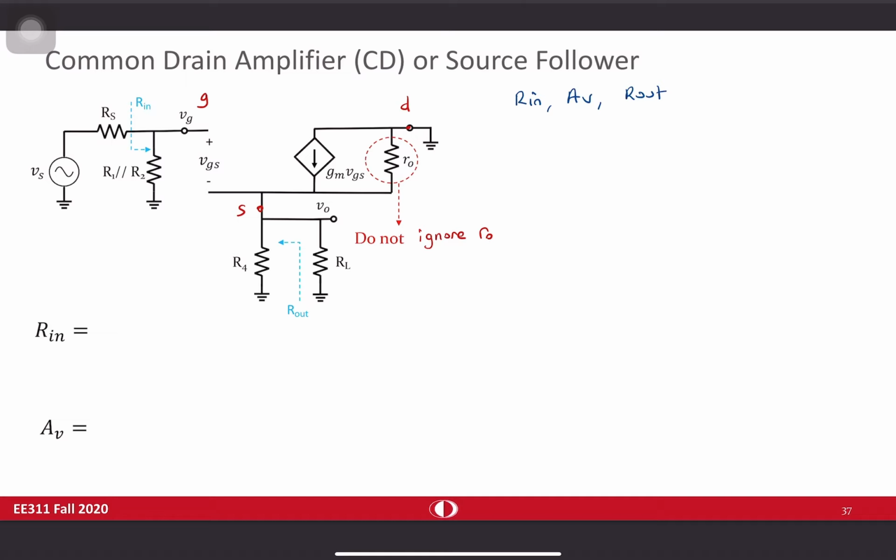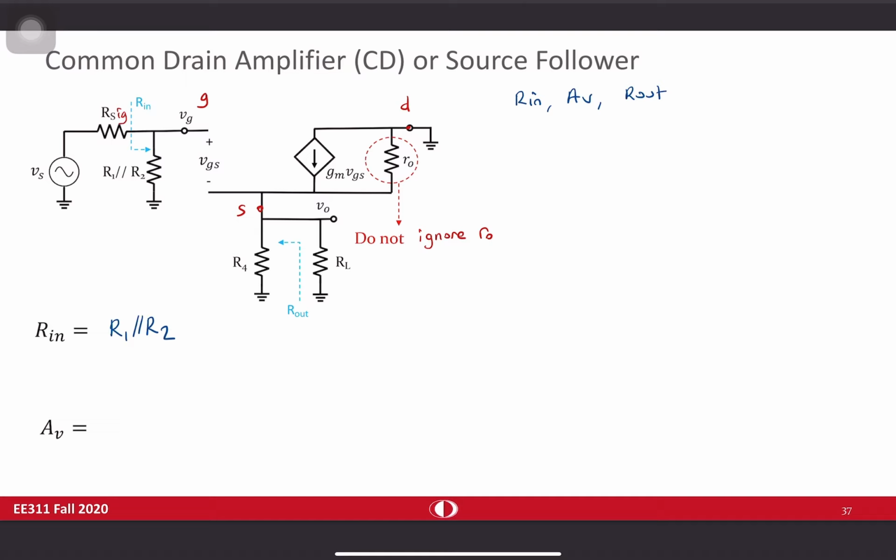Let's find Rin. Let's start with the easiest part. While finding Rin, you exclude Rs, the signal resistance. We named it R signal in the previous slides. You don't need to take it into account, and you shouldn't, of course. So when you look from here, you see infinite impedance. Without even making too many calculations, the input resistance can be written as R1 in parallel with R2.